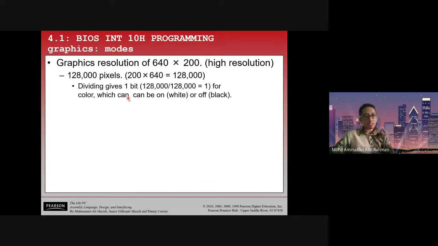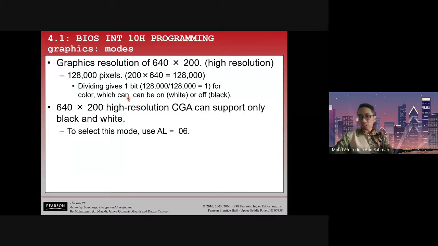So katakan we have a higher resolution, graphic resolution 640 times 200, so we have 128K. So bila lagi besar you punya graphics resolution, you punya pilihan color akan jadi lagi terhad lah. So now sebab dia punya maximum capability is 128, dividing gives 1 bit for color which can be on white or off. On or off, 1 or 0 lah. 1 for white, 0 for black.